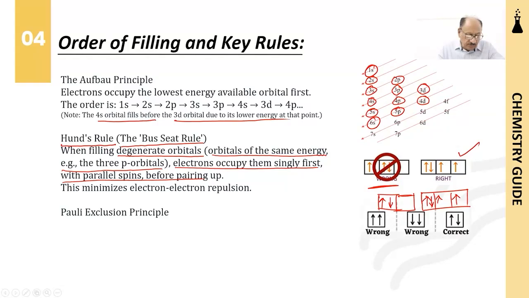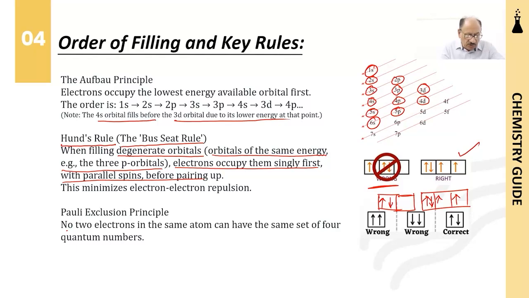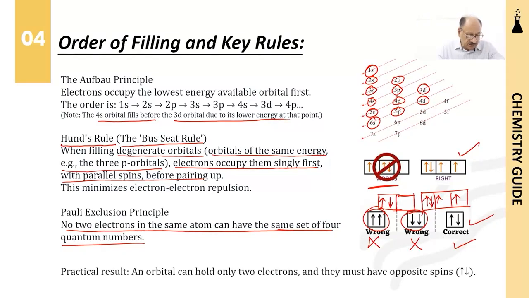Next is the Pauli exclusion principle: no two electrons in the same atom can have the same set of four quantum numbers. So you can see this is wrong, this one is also wrong, this one is correct. Both cannot have an upward arrow or the same spin, or a downward arrow or the same spin. They should have opposite spin like this one. So the final practical result is that an orbital can hold only two electrons and they must have opposite spin. So we are done with this.